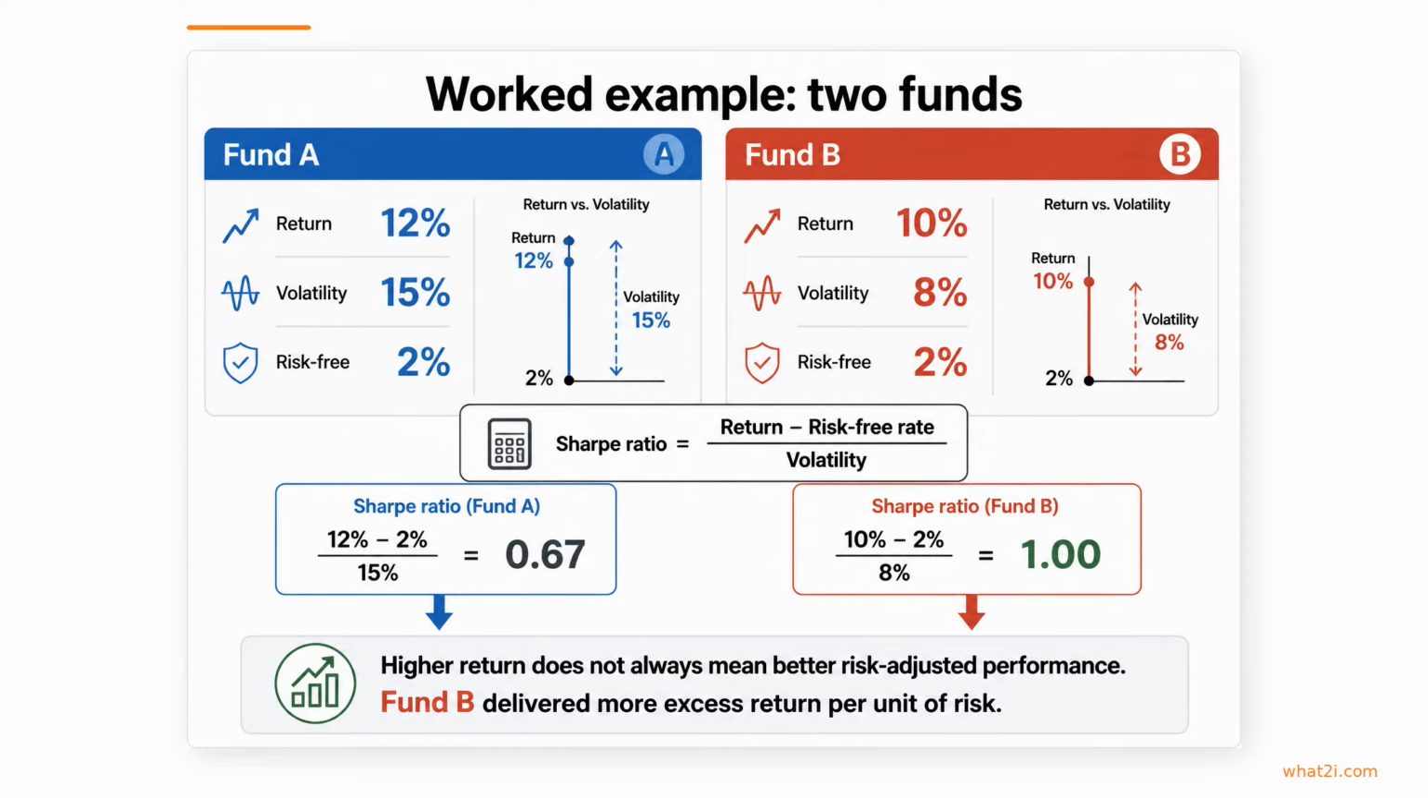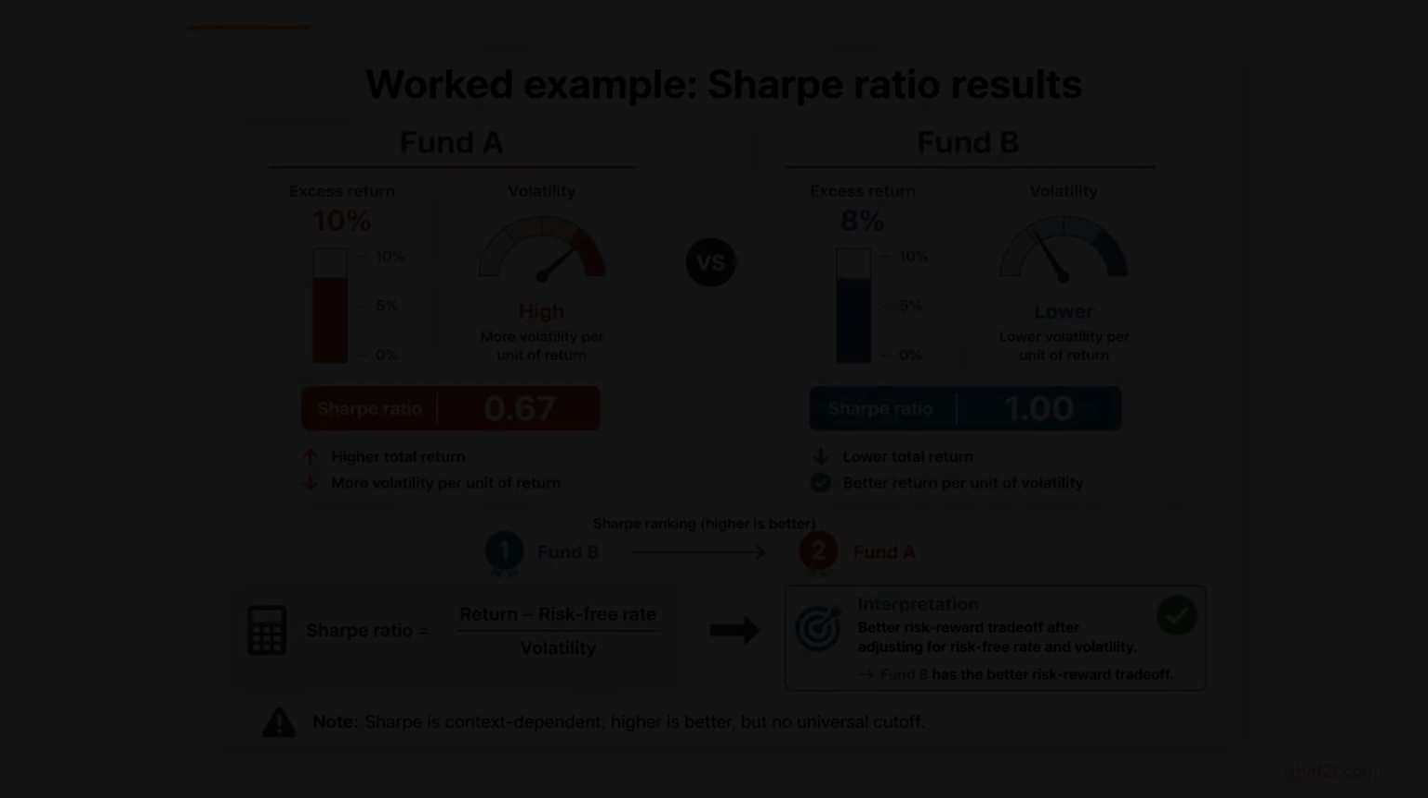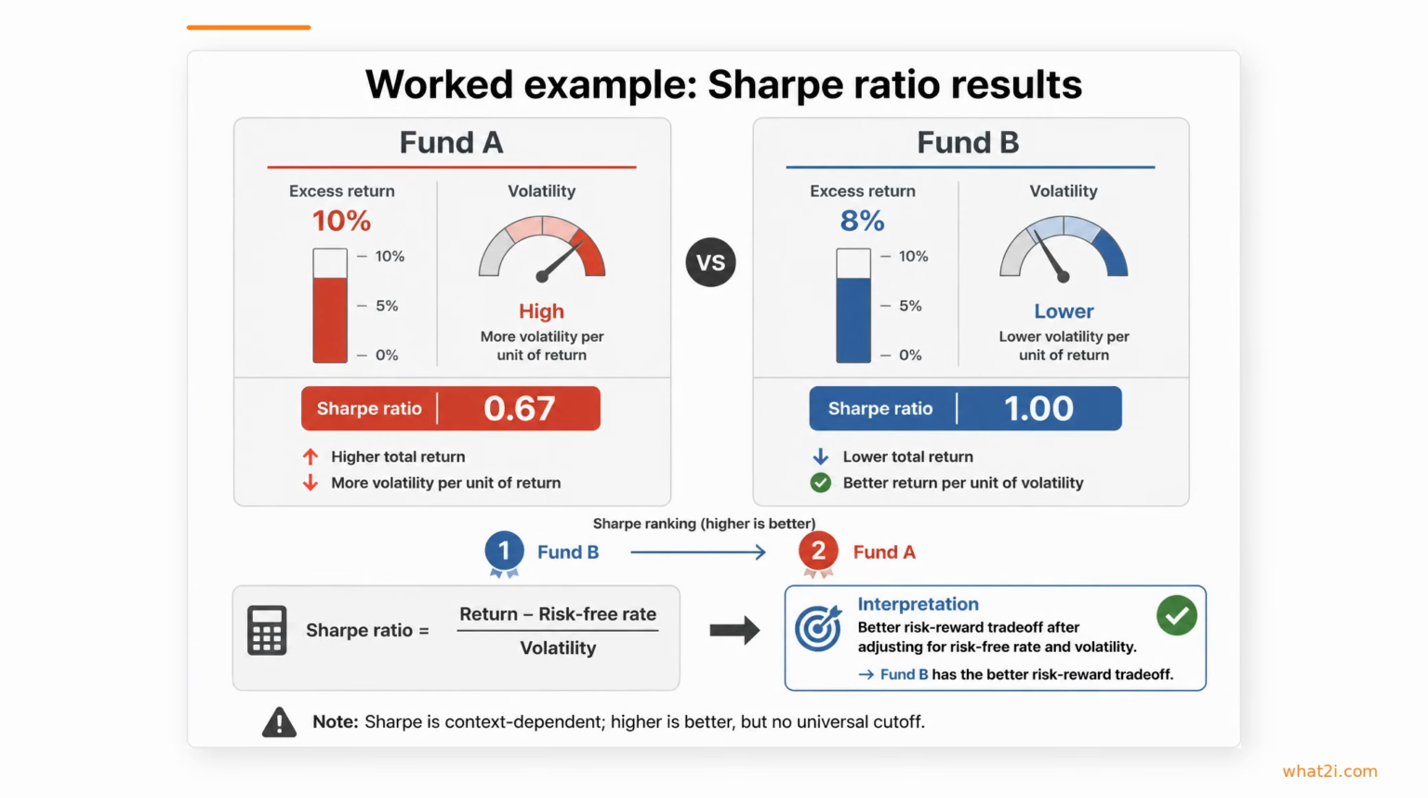Fund A earned 12% and Fund B earned 10%, so at first glance Fund A looks stronger. But once we compare excess return to volatility, Fund B actually delivers more return per unit of total risk. After adjusting for the 2% risk-free rate, Fund A has a 10% excess return and Fund B has 8%. Even so, Fund B's much lower volatility gives it a higher Sharpe ratio, 1.00 versus 0.67. So the ranking changes when we focus on risk-adjusted performance instead of return alone.